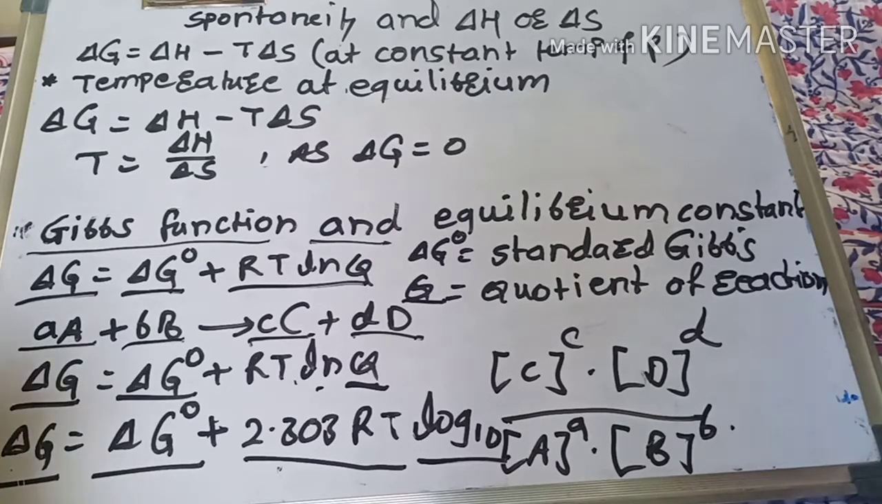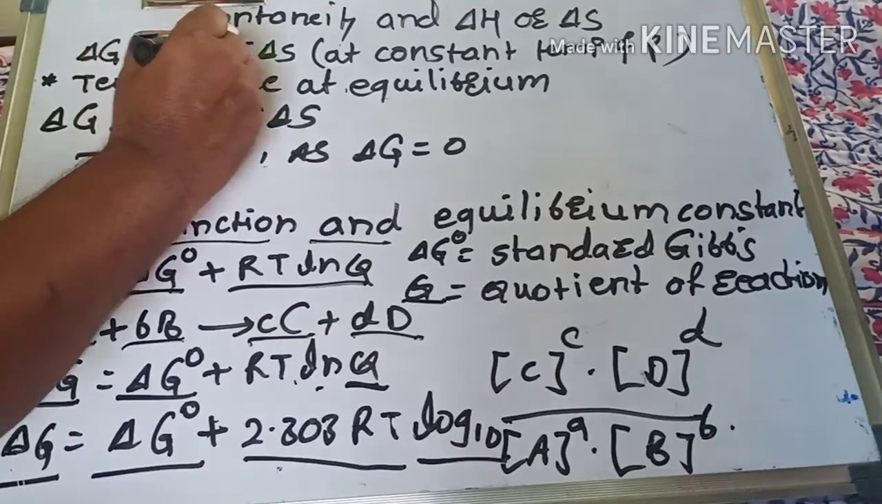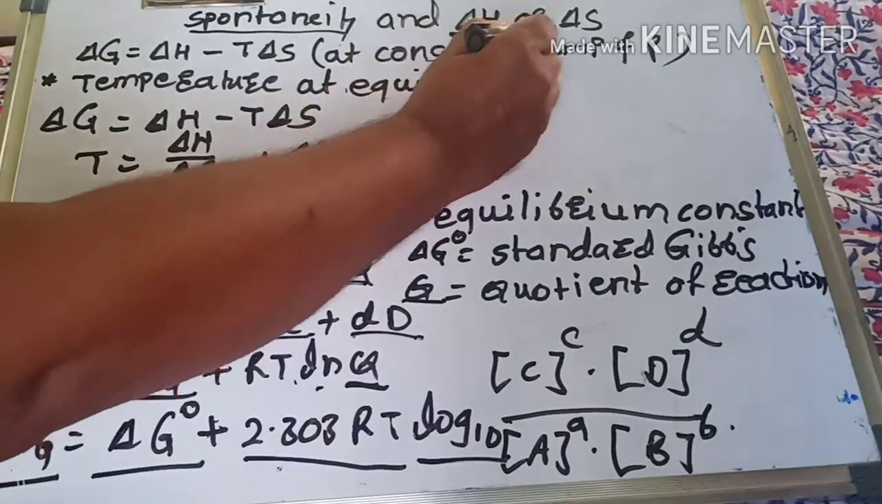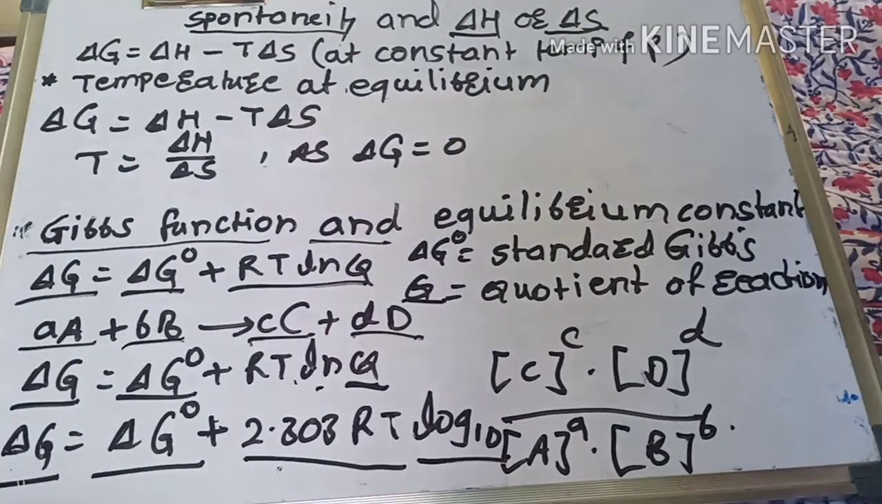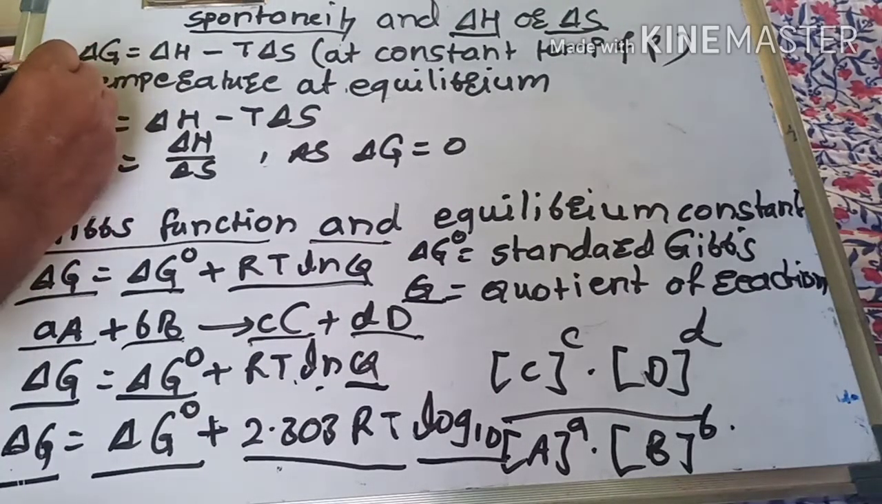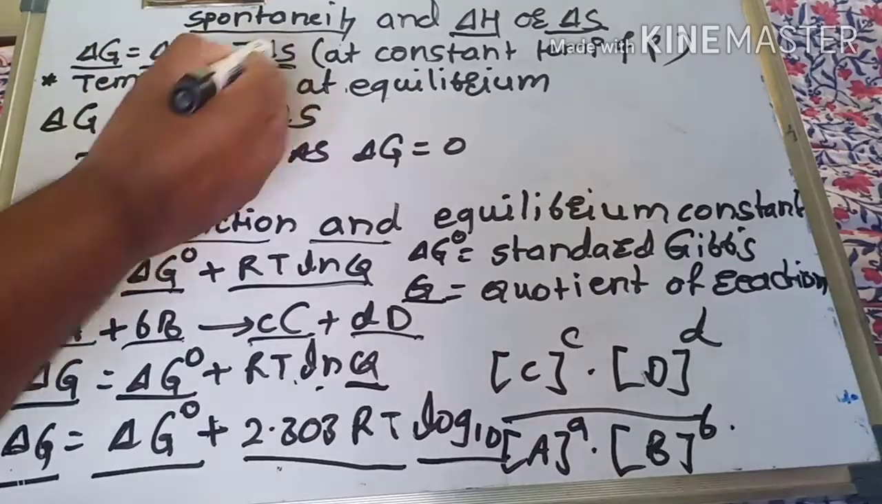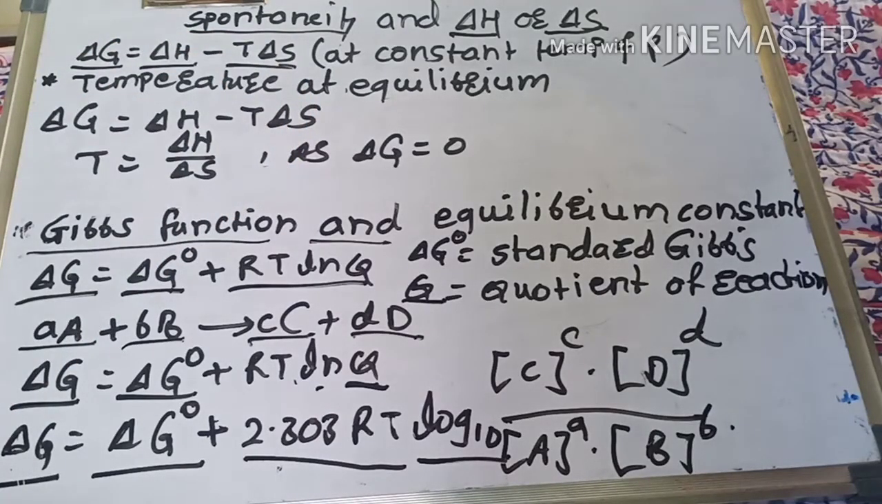Today we are going to study spontaneity and delta H or delta S. From the equation delta G is equal to delta H minus T delta S at constant temperature and pressure.